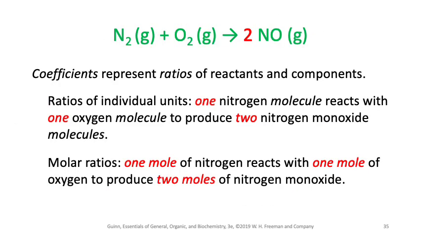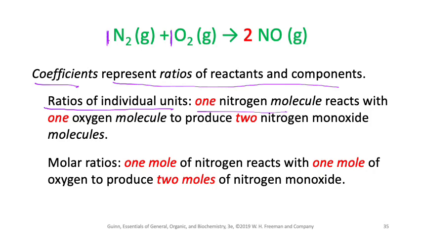Right, so let's take the example again that we used in the previous slide. N2 plus O2 gives you 2NO. Like I said, the coefficient represents the ratio of reactants and products. The first piece of information the coefficient can give you is the ratio of individual units. So 1 nitrogen molecule, because nothing is written, this is 1, reacts with 1 molecule of oxygen to give you 2 molecules of nitrogen monoxide.